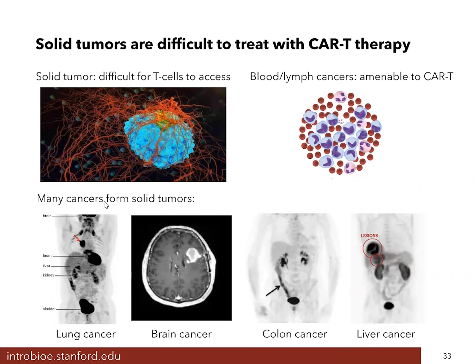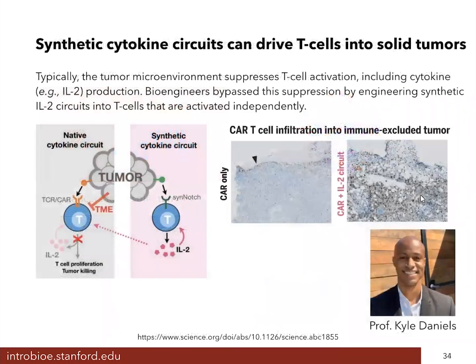And that's a problem because many different cancers come from solid tumors, right? Here's a PET scan showing you a lung cancer. Here's a brain cancer, colon cancer, liver cancer. All of these are very different types of cancer, and they're all solid tumors and not currently treatable with CAR T therapy. Okay, so why is it?